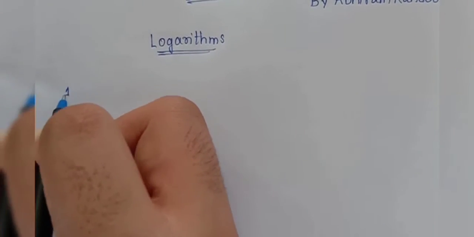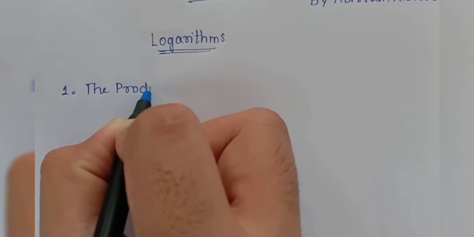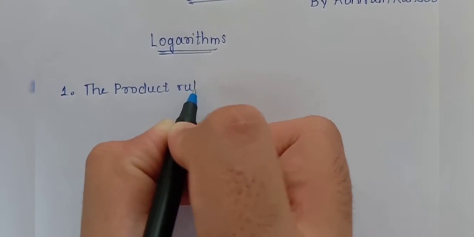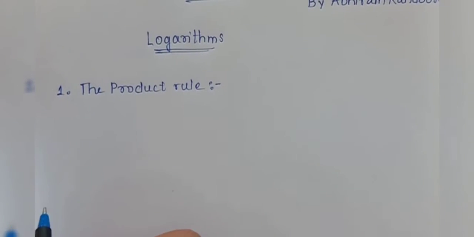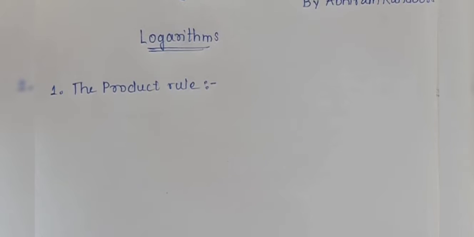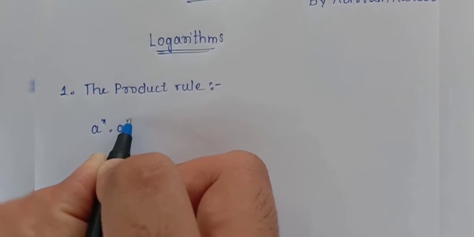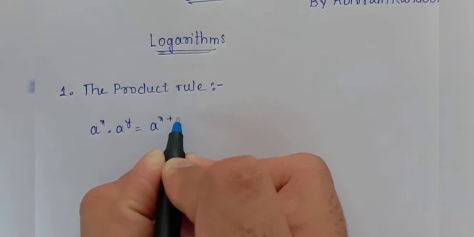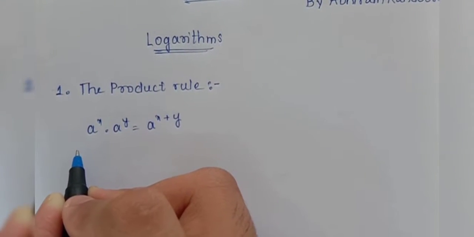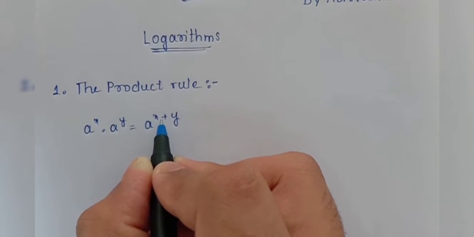The first property of logarithm is the product rule. What is the product rule? The properties of exponents correspond to the properties of logarithms. For example, when we multiply with the same base, we add the exponents. That is, a power x into a power y is equal to a power x plus y. I repeat that if we multiply with the same base, then the exponents are added.